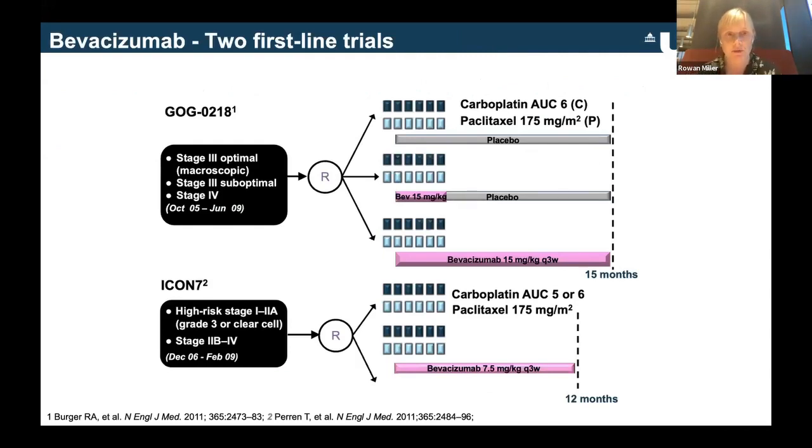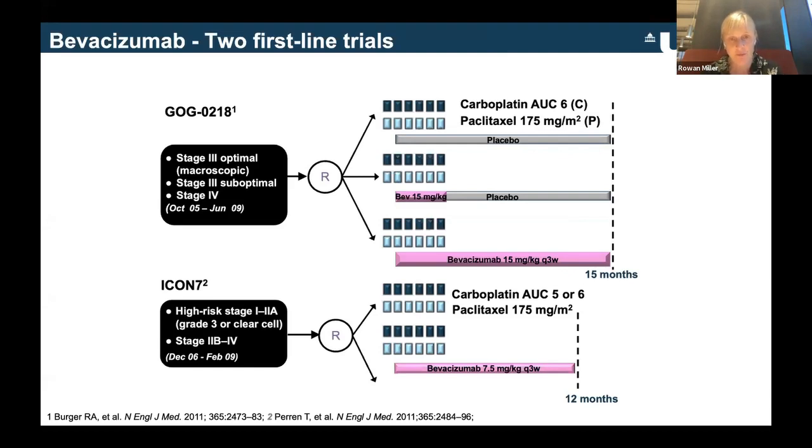So the GOG study was an American study that took patients with stage 3 or 4 disease, and they were randomized to one of 3 arms, either chemotherapy alone, standard 6 cycles of treatment, carboplatin and paclitaxel, or they had chemotherapy with concurrent bevacizumab and then placebo maintenance, or they had chemotherapy with bevacizumab with the chemo and then as maintenance. And in this trial, they were given it for 15 months.